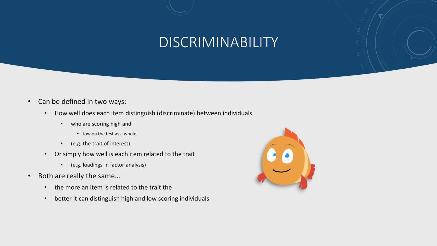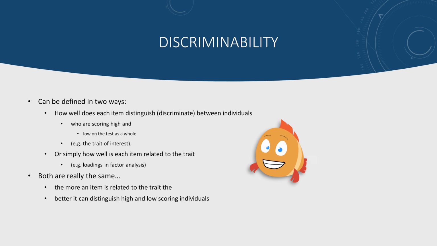So this can also be operationalized as how well each item relates to the trait. So we're talking like the factor loadings for factor analysis, like how highly correlated they are with the overall latent trait. And frankly, both of these are pretty much the same thing because they address the same question. The more an item is related to the trait, the better that item is at distinguishing between high and low individuals.